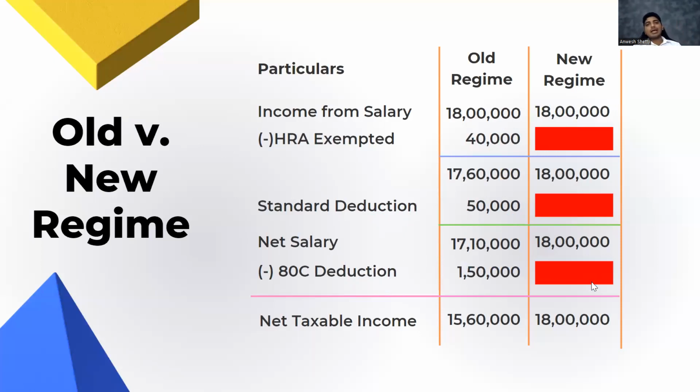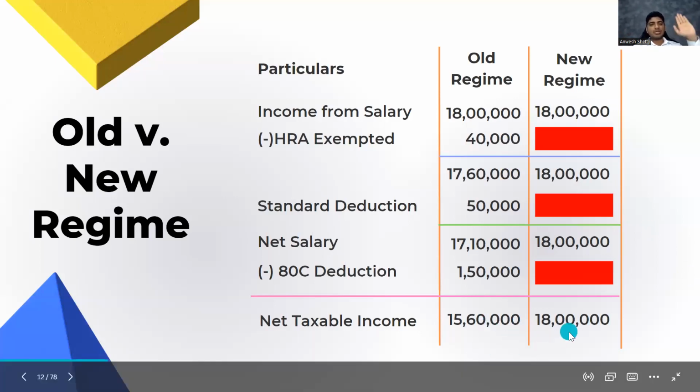So you may wonder why somebody would go for the new regime. The answer is fairly simple. In the new regime, tax rates are lower compared to the old regime. But how do I compute that tax? There is a utility given by the government. Now, I want you to remember that in the old regime, the net taxable income was 15 lakh 60,000 rupees. In the new regime, it is 18 lakh rupees. This computation you need to do on your own first.